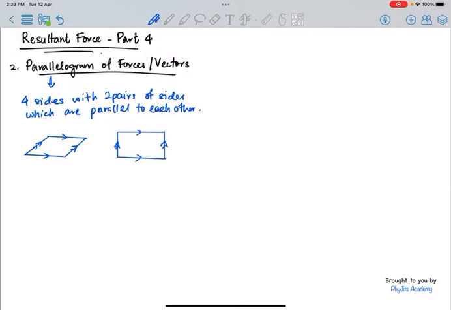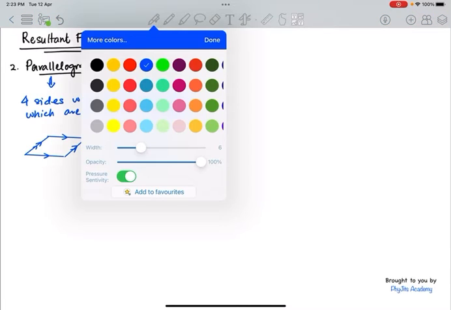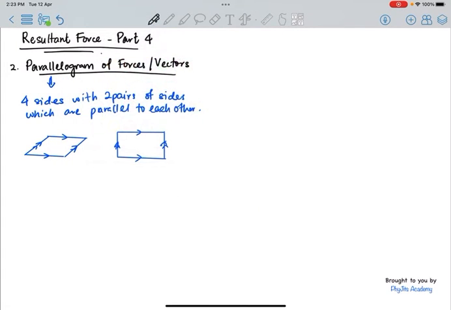So how can we apply this to solving our resultant force? Let's go again with our case that we learned in the triangle of forces. Let's say there is a box which is resting on the bench. This box is now being pulled by a force of 4 Newton in the east direction, and there is a 3 Newton force acting in the north direction.